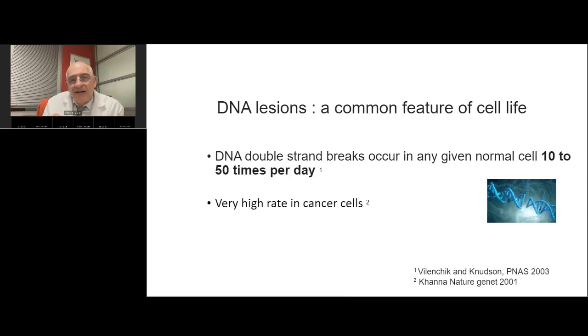We have to remind that DNA lesions is a common feature of cell life. It happens as much as 50 times a day for a single cell, depending upon cell cycle or the type of tissue. And these types of events are even more frequent in cancer cells.